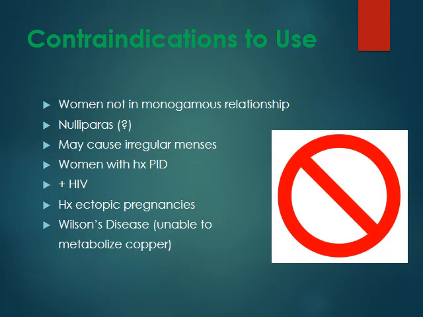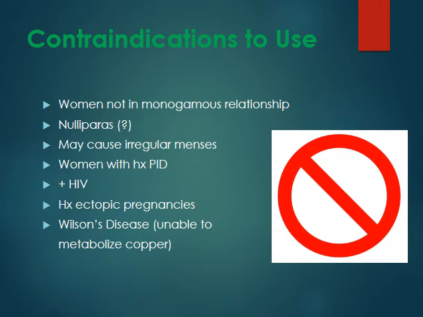Contraindications for IUDs, as I've mentioned now several times, women who are not in a monogamous relationship. Now, nullips, I put a question mark. A nullip is someone who's never been pregnant. So their ability to have that IUD inserted may be a little more difficult, but it's not definitely contraindicated. Someone who's never had a baby can still have an IUD put in. It may cause irregular periods. That's one of the reasons some women will not like it, because their periods become irregular. Some women, it cures their periods, actually. It can go the other way.